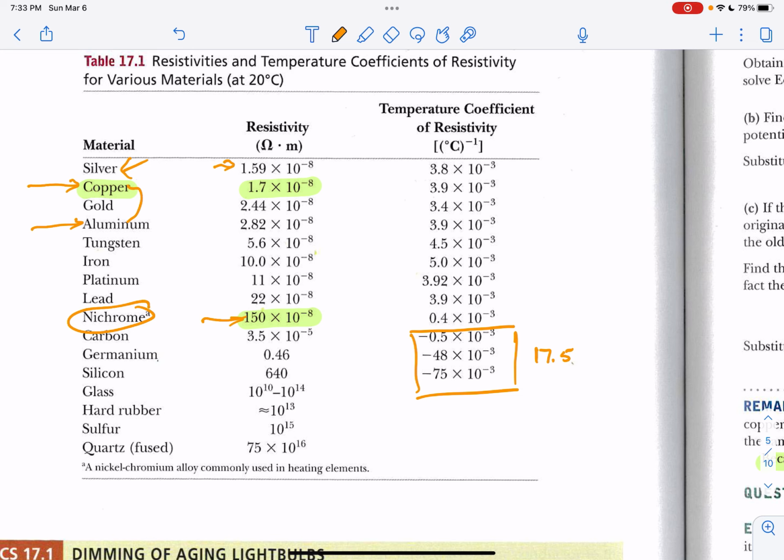Here you have some materials that are not metals. These would be semiconductors, carbon, germanium, silicon. And then you've got some non-conductors down here. This phenomenon of temperature coefficient of resistivity and the unusual feature that some of them are negative is picked up in just a few minutes.